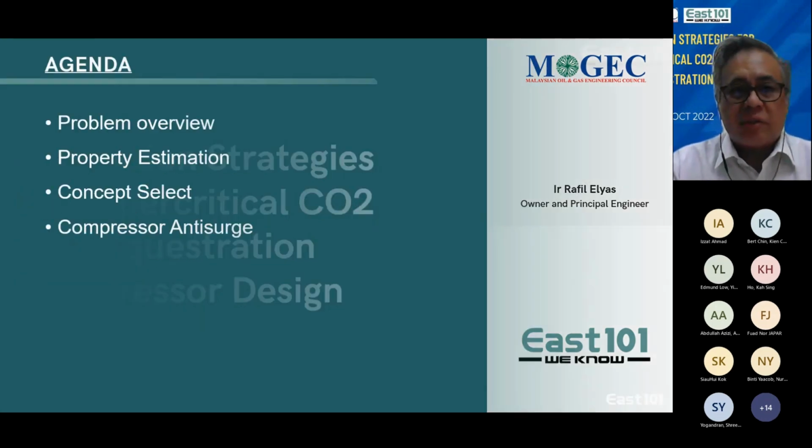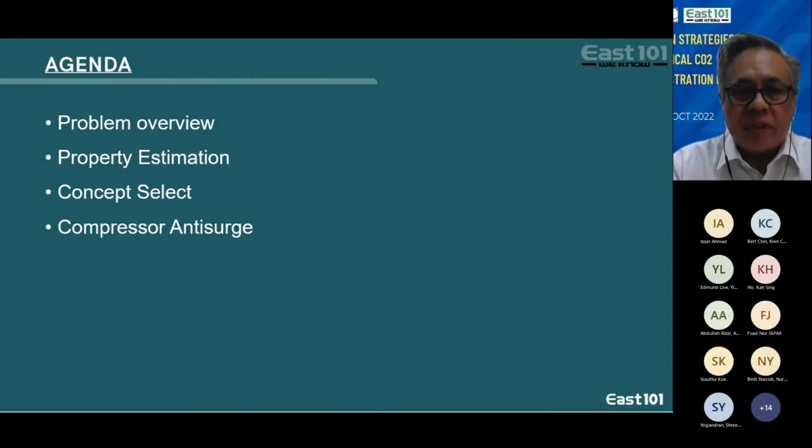But for that, just a bit of an overview. This will be the agenda today. We'll talk about the problem. I'll provide a short overview of the overall problem, and then talk about the three items that we looked at for this particular situation.